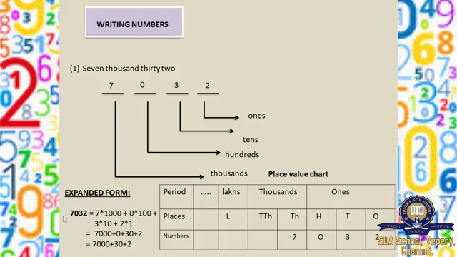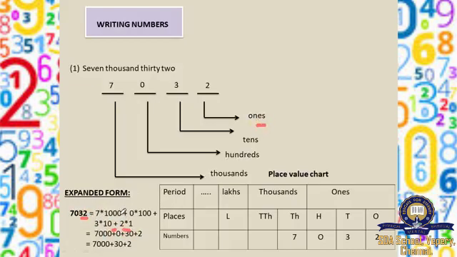Expanded form. 7032. We have to write the number in expanded form. In order to write a number in expanded form, we multiply each digit by the value of the place it occupies. 7 occupies thousands place, so it is 7 into 1000, plus 0 occupies hundreds place, so it is 0 into 100, plus 3 occupies the tens place, so it is 3 into 10, plus 2 occupies the ones place, so it is 2 into 1.